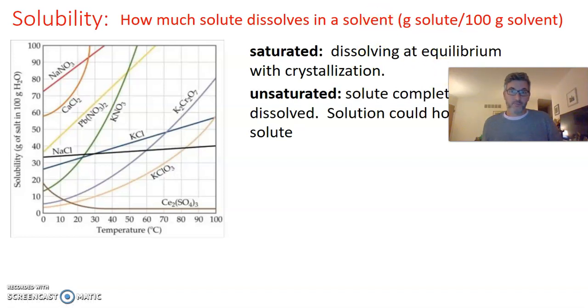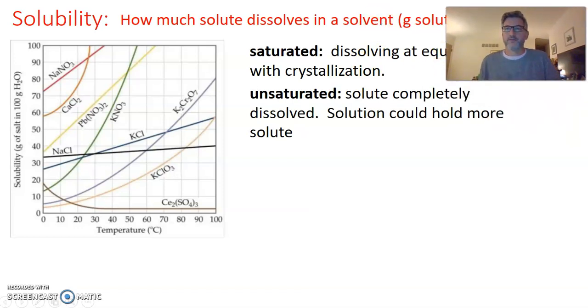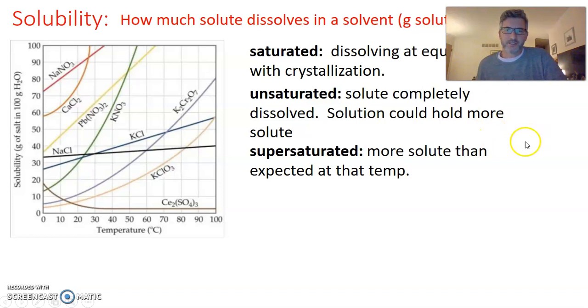Unsaturated simply means that we could put more in there. There's room for more. So there, you're not at equilibrium because you don't have enough ions in aqueous state to sort of reform those crystals. And then finally, supersaturated is kind of an interesting state because it's where we have more solute than we would expect at that temperature.